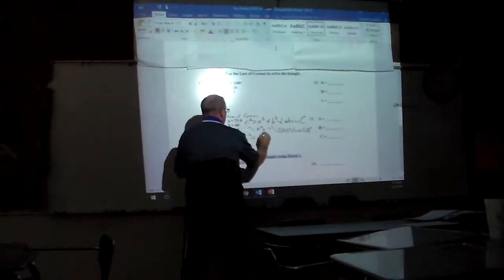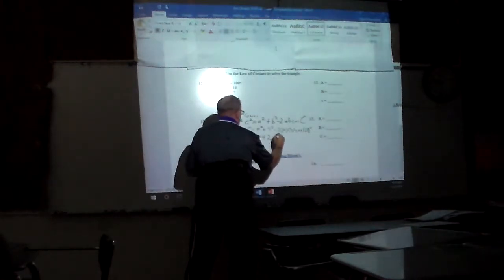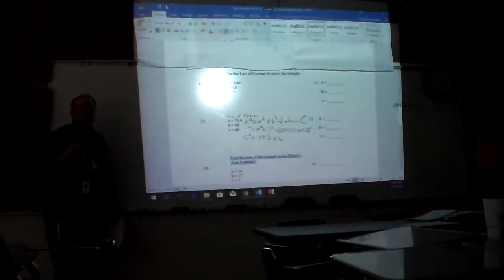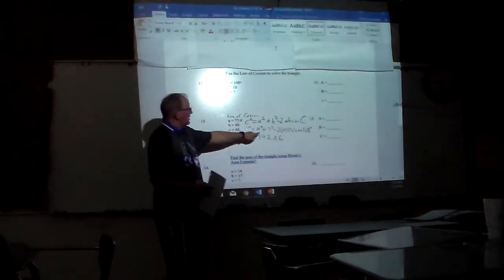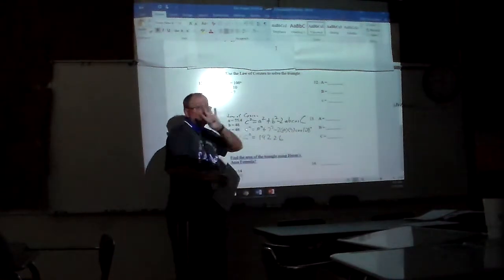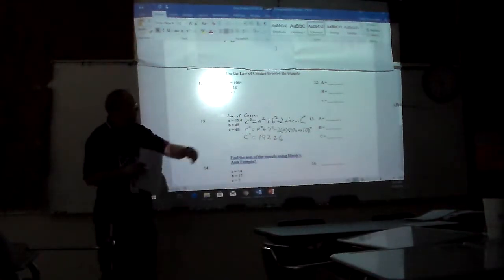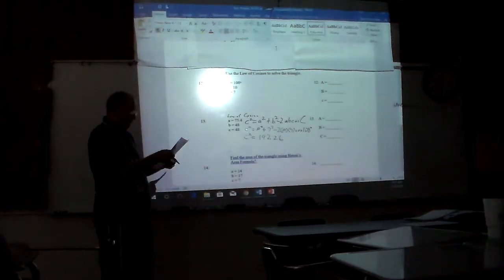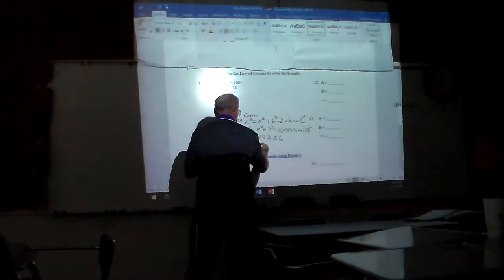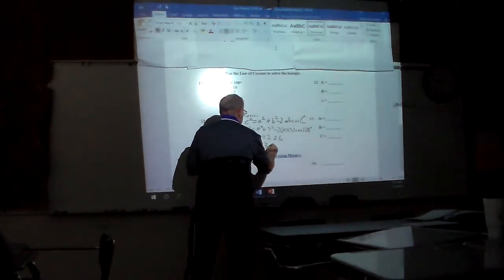C squared turns out to be 192.26, but that's not the answer. That's a common mistake people make. If you plug this in your calculator, do the math, and get 192.26, the problem is, you then have to square root it. Well, if I square root 192.26, you end up with 13.87.